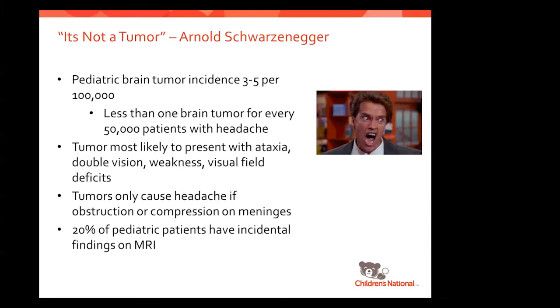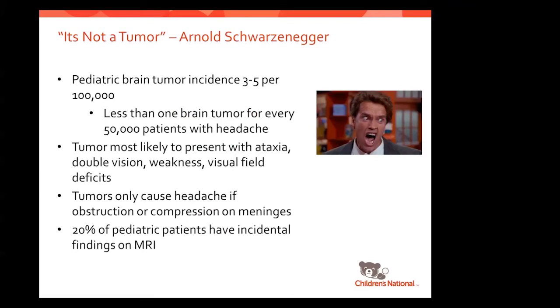But I reassure families and talk about tumors a lot at visits. First off, pediatric brain tumors are infrequent. They occur in about 3 to 5 patients per 100,000. So that means less than 1 brain tumor for every 50,000 patients presenting with headache. So there's a very good chance that in your practice you have seen 50,000 patients, none of which had a brain tumor. So good news.